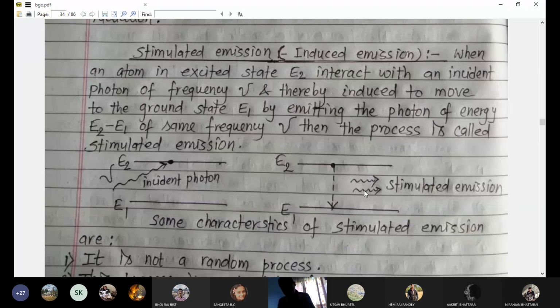A chain reaction occurs so that a highly intense beam of light is produced due to stimulated emission of radiation. So stimulated emission of radiation is the principle of laser.